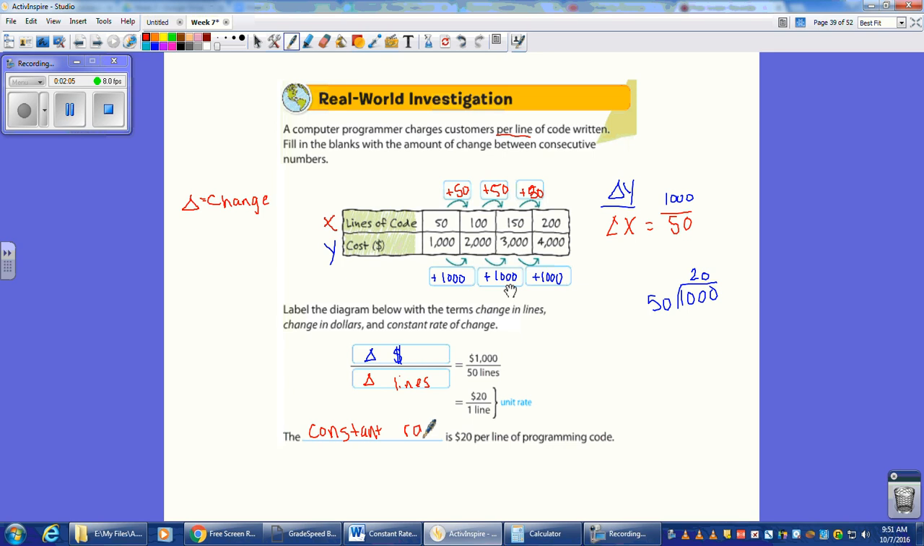You can also refer to this as the unit rate. So the constant rate of change is also referred to as the unit rate. It's figuring out how much it costs for one line of code.